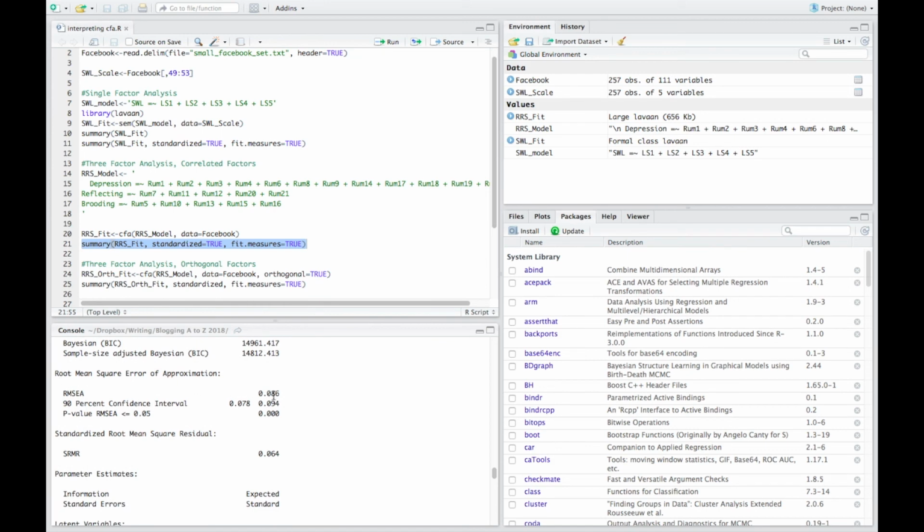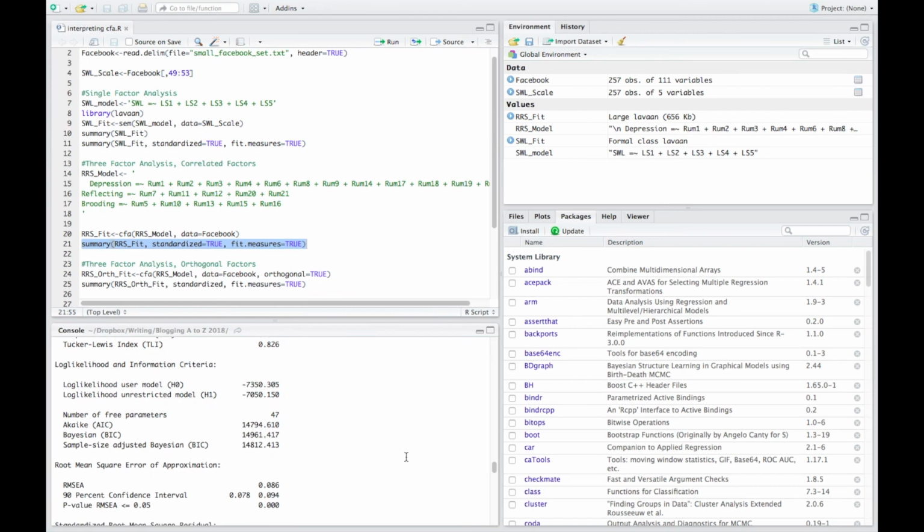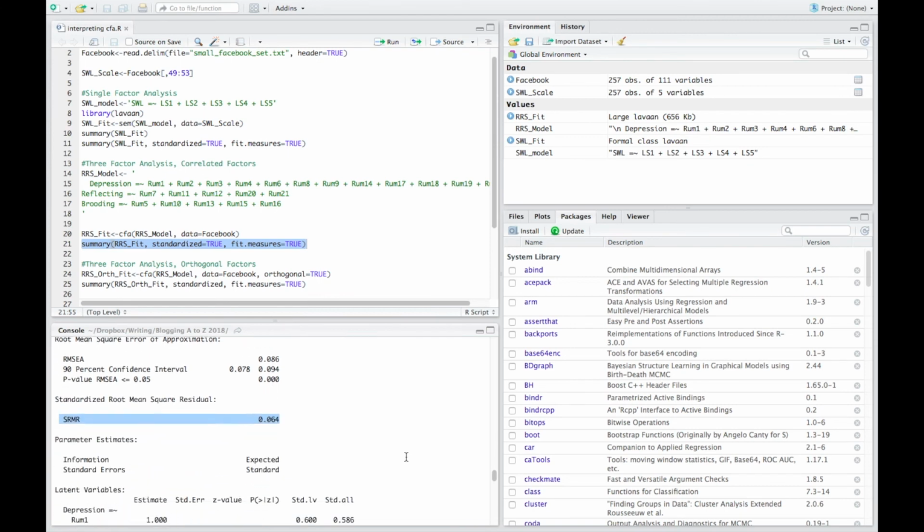Our RMSEA is greater than 0.07. It's less than 0.1, which makes me happy, but it's still greater than that 0.07. So this tells me that this might not be a good model. SRMR is less than that 0.08. But once again, we've got 3 pieces of information here, CFI, TLI, and RMSEA, telling me that this might not be the best model for these data.